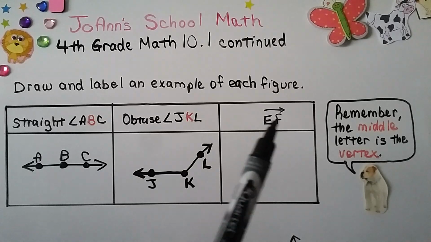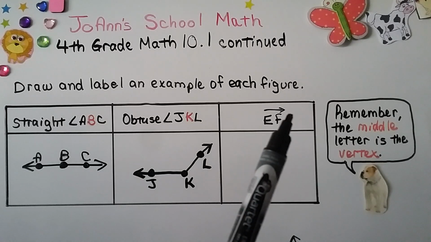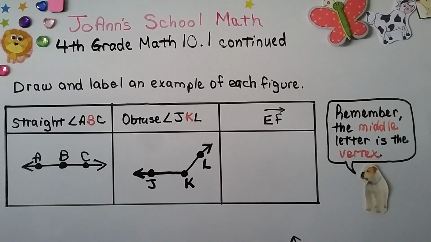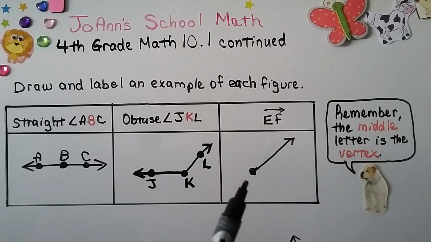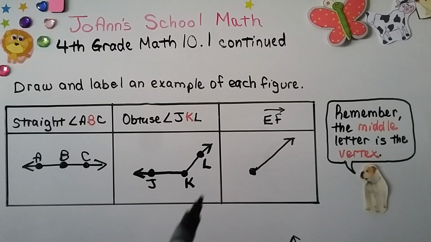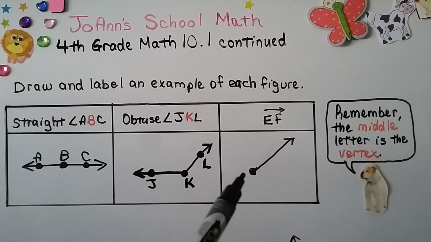Do you know what this is? It's got an arrow pointing in only one direction. If you said ray EF, you're right. We need to draw a ray and label it EF. We know a ray starts with an endpoint and continues in one direction. Do you remember the label for the endpoint? Is that going to be the E or the F?